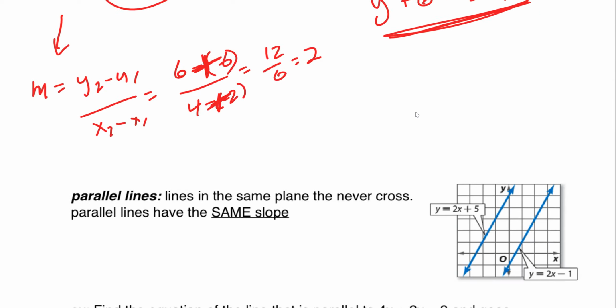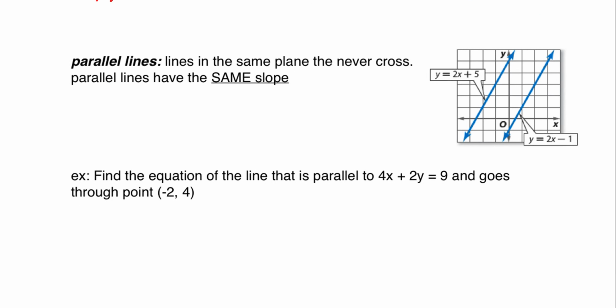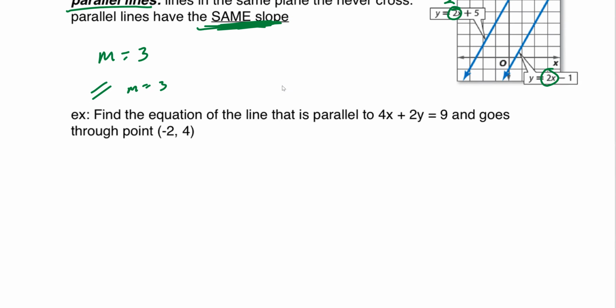Okay, let's talk about special types of lines. First up, parallel lines. As you guys learned in geometry, parallel lines are lines that never cross, and they have the same slope. So if you look at these two lines that are parallel, slope here is 2, slope here is 2. So if I tell you the slope of this thing is 3, you're going to be like, oh, the one that's parallel to it is also going to have a slope of 3. Right, same slope. So let's do an example. Write an equation of a line that's parallel to this and goes through this point.